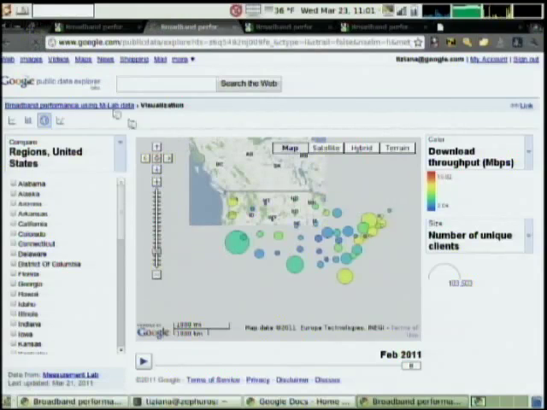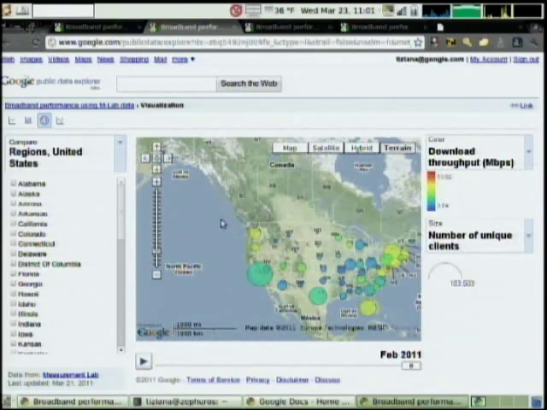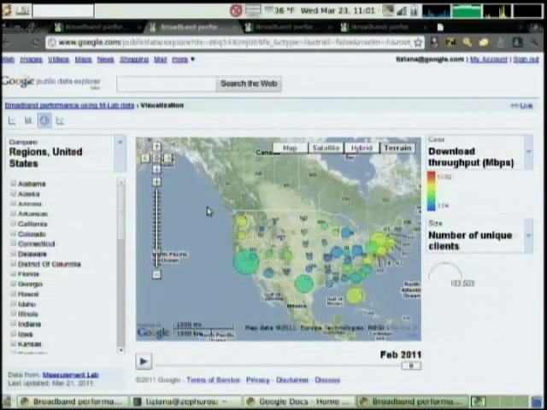We're now at 22,400 feet. Okay, so here what we're seeing again is the same throughput indicators in color and the number of clients indicated by circle size. So you see California and Texas are particularly large samples, probably because there are a lot of geeks in both of those places.